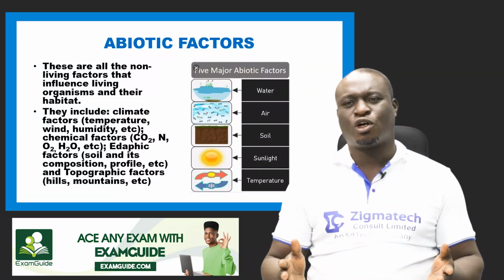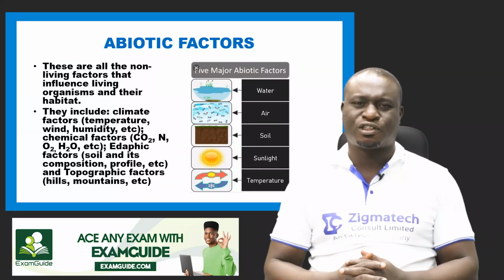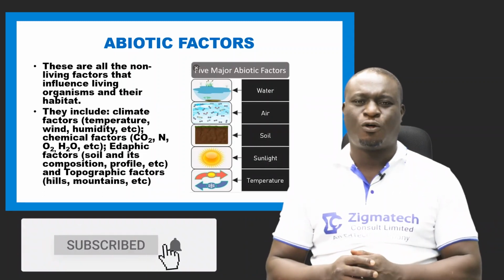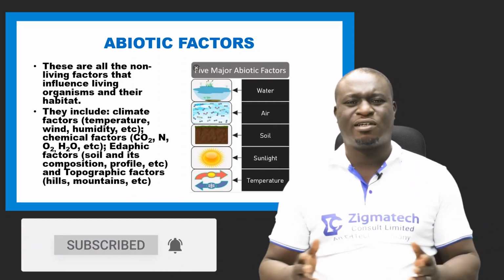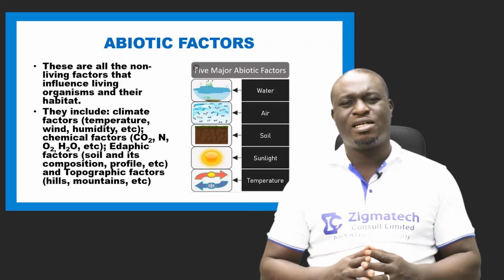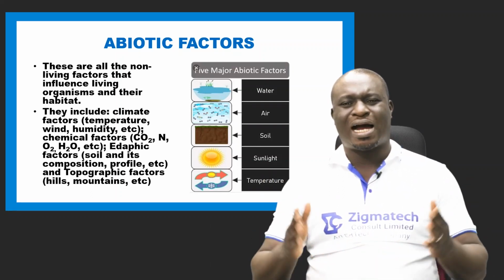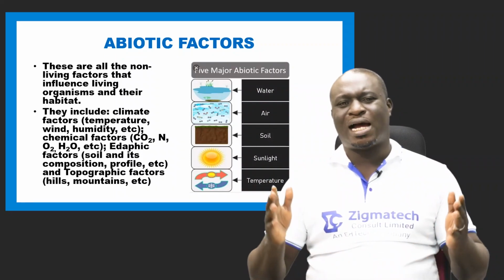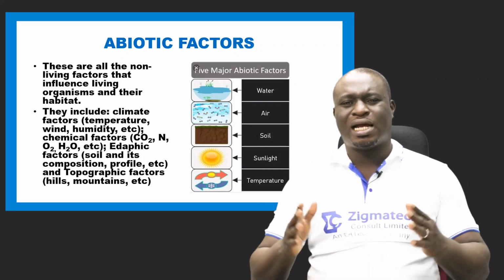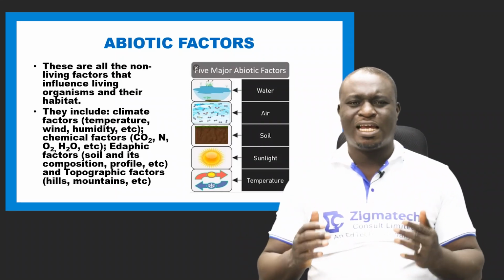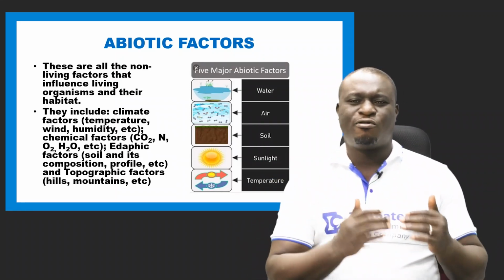Now, examples of these abiotic factors include climatic factors. When we're talking about the climatic factors, we're looking at things like temperature, wind, sunshine, humidity, rainfall, and so many other factors that include climatic factors.